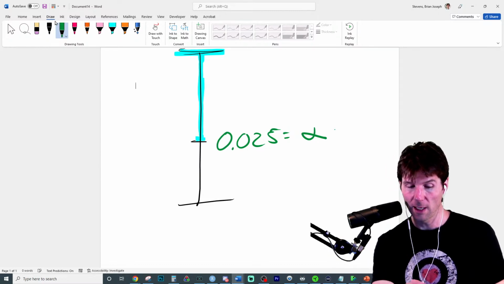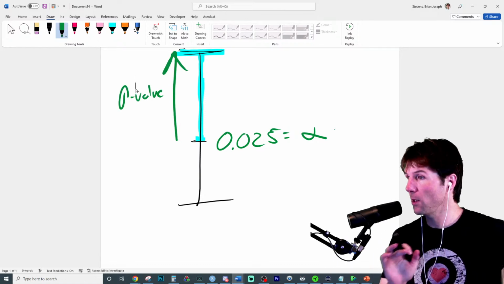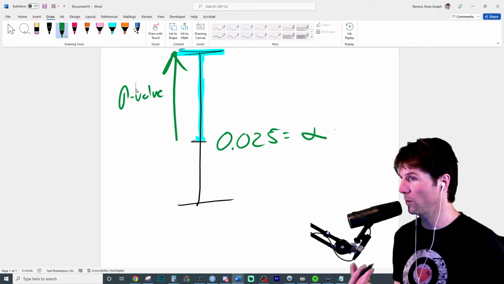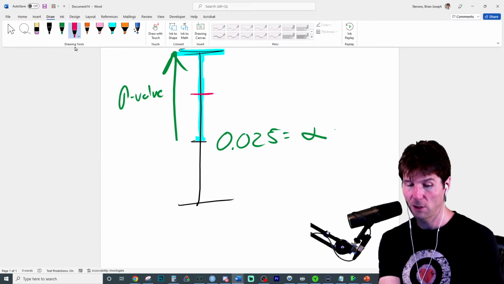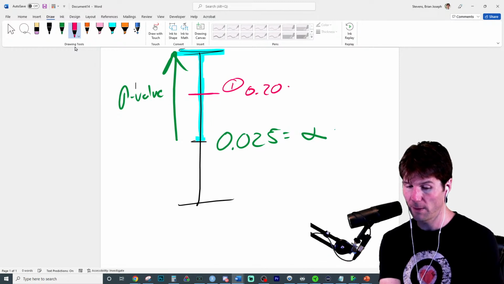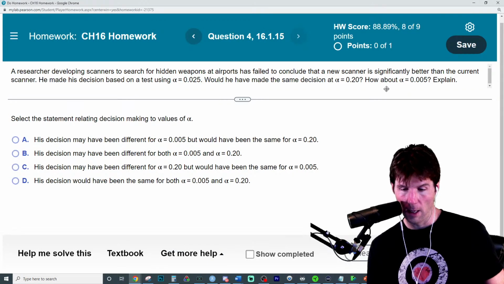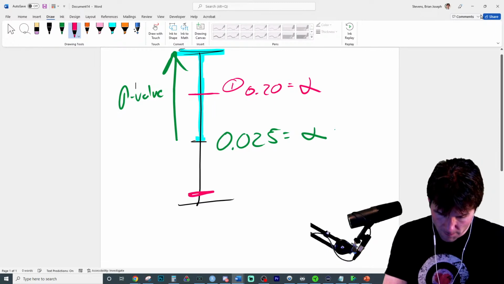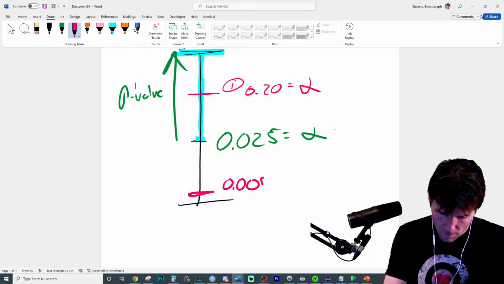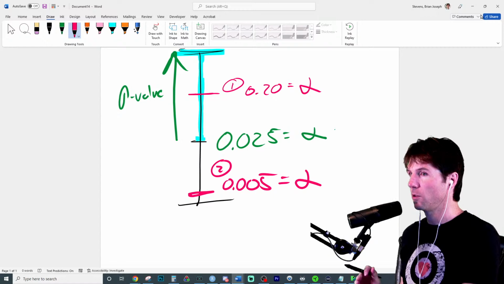So let's do a thing right here and say p-value right here. We don't know what the p-value is, but it's somewhere above 0.025. Does that make sense? And then we've got theoretical value 1, which I think they said 0.20. So this first theoretical value is 0.20 alpha. I need to look, see if that's first or second. And yep, and 0.005. Okay, so then they went here and did a really low one. So that's theoretical value 2.